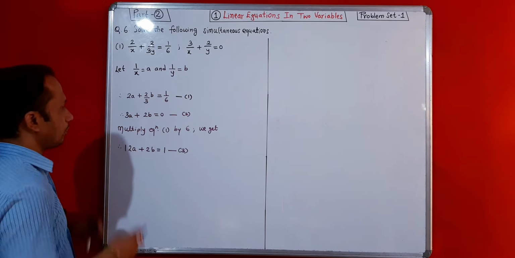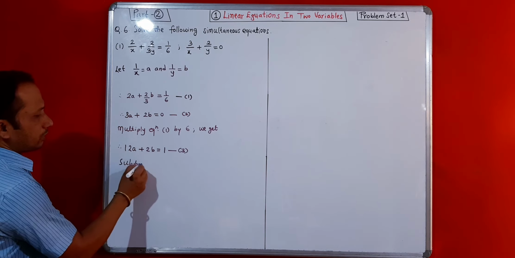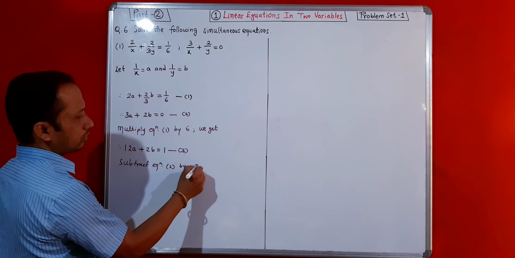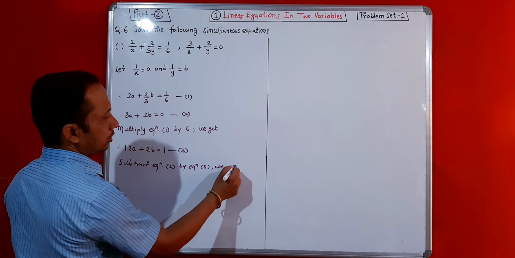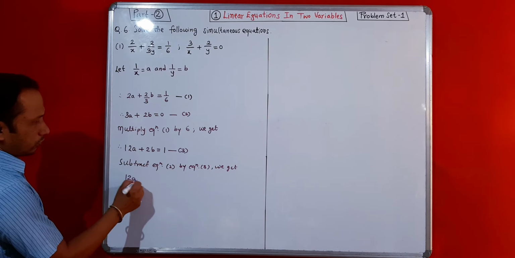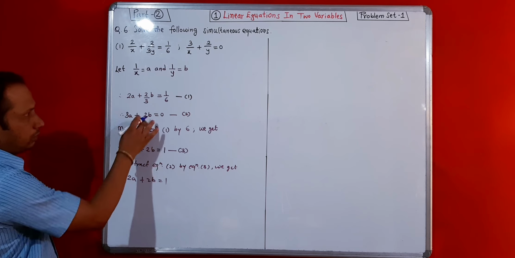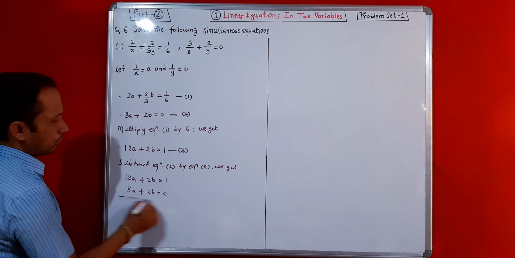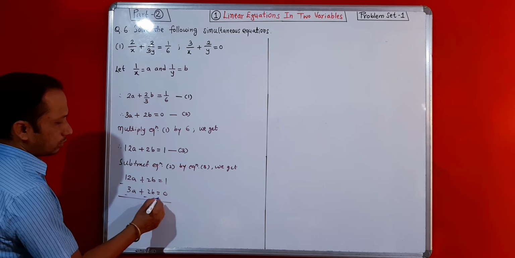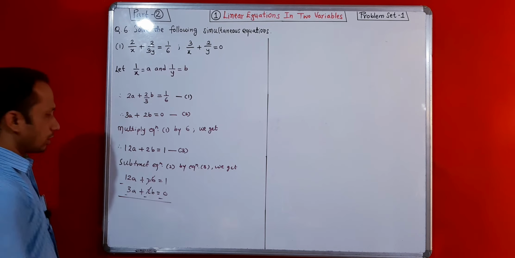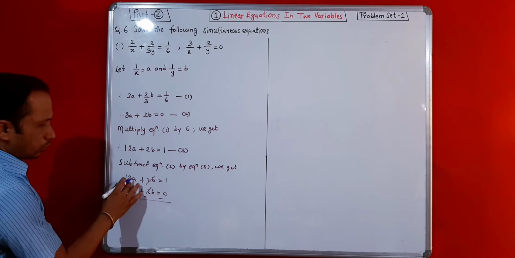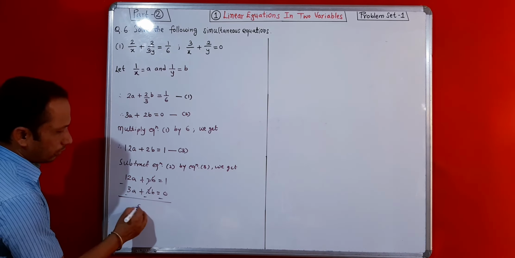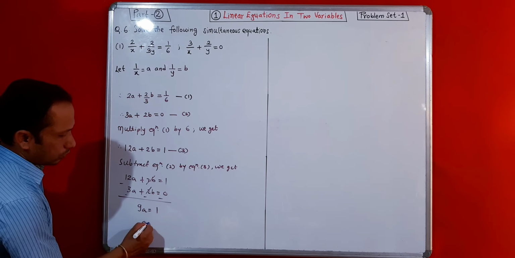Please try to understand. Therefore subtract equation 2 from equation 3. So what is the equation? 12a plus 2b is equal to 1, and this is 3a plus 2b is equal to 0. So we have to subtract, minus, minus, and minus. 2b minus 2b get cancelled. 12 minus 3 is 9a. So 9a is equal to 1, so a is equal to 1 upon 9.